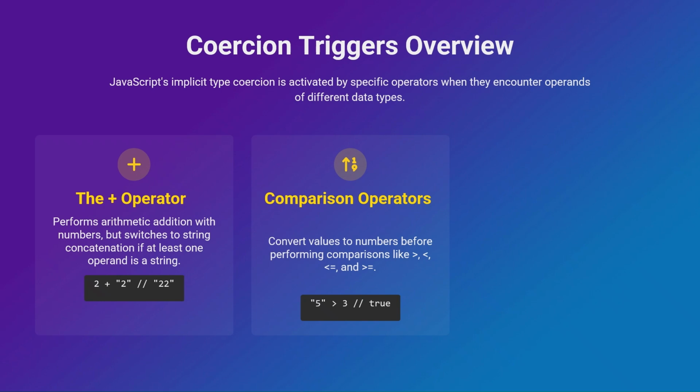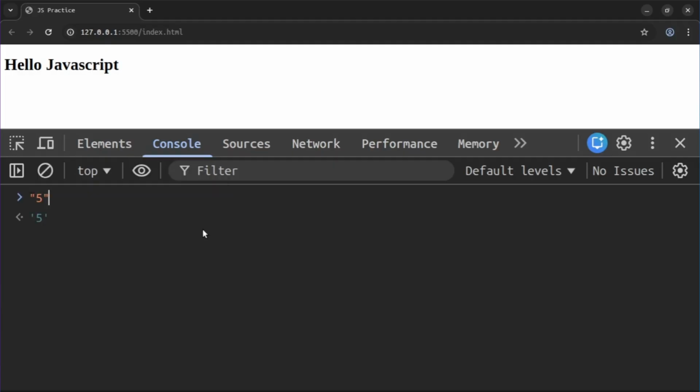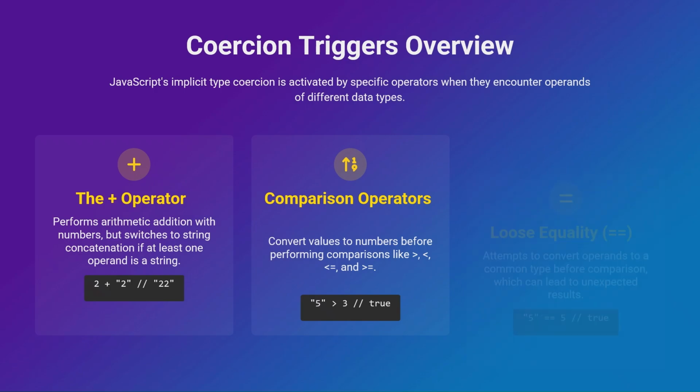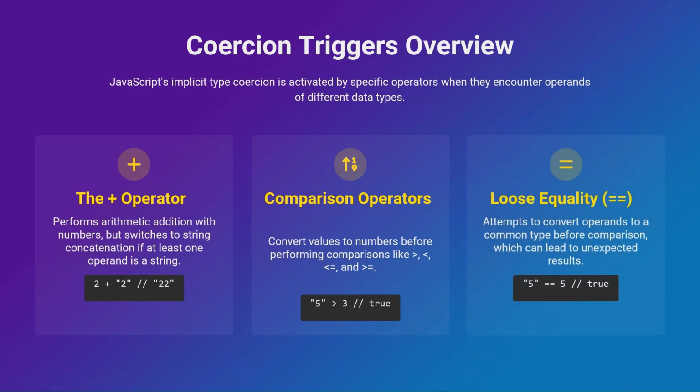The second operator is comparison operators, like greater than, less than, greater than or equal to, less than or equal to. These convert values to numbers. So, for example, "5" greater than 3 is true. "10" less than 2 is false.